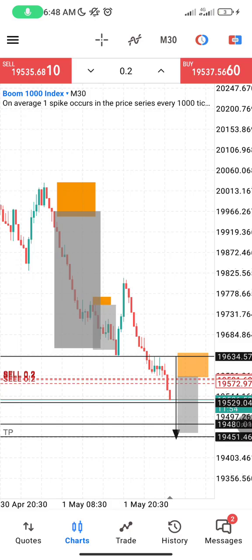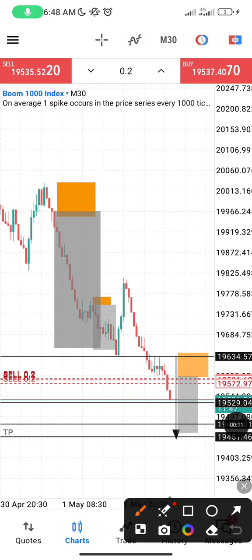This is Boom 1000, and this particular trade right here, we took this trade live. We took this one, we took this one, and then we are on this particular one right now. All right, so I'll show you guys this trade. We sent it to the Elite group, and we made some good profits on that particular trade.